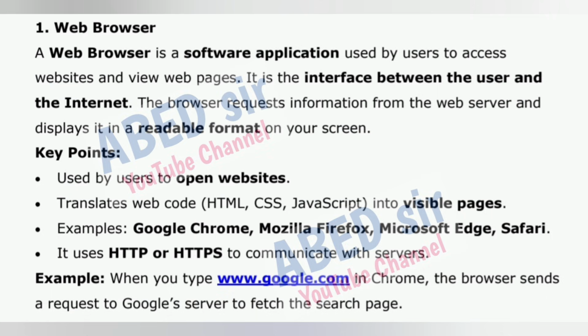Examples: Google Chrome, Mozilla Firefox, Microsoft Edge, Safari. It uses HTTP or HTTPS to communicate with servers. Example: when you type www.google.com in Chrome, the browser sends a request to Google's server to fetch the search page.